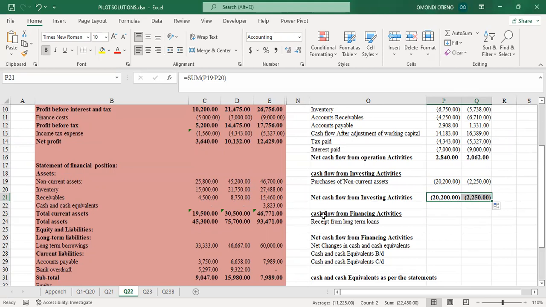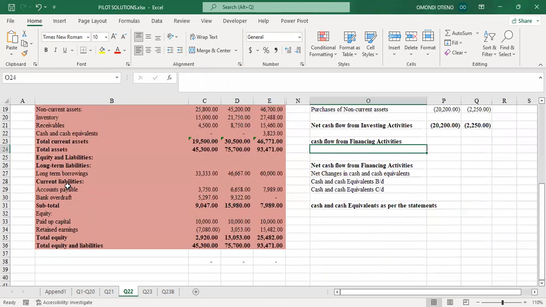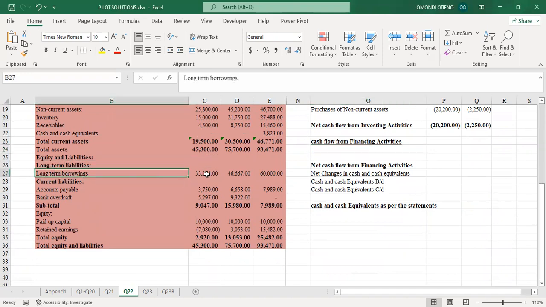Then cash flow from financing activities. We now go to the section of non-current liabilities or long-term liabilities. So if I come to the section of long-term liabilities, I'm able to see only one item, that is long-term borrowings. These long-term borrowings, as I can see, the amount is increasing, and therefore it means we received more loan, which reflects cash inflow.